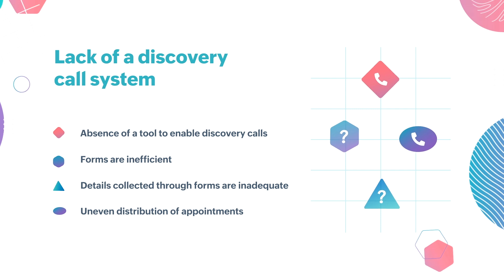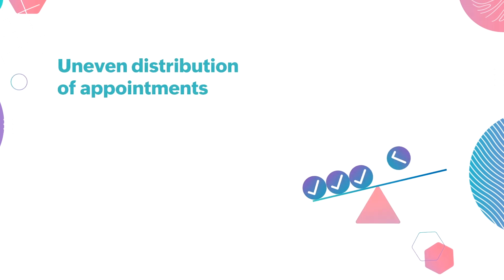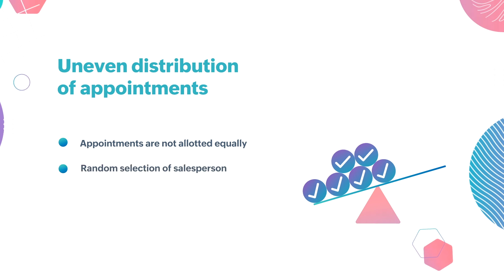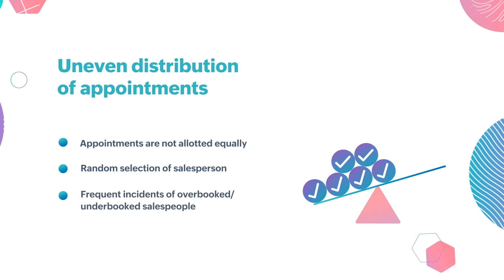Number 4, uneven distribution of appointments. Currently, for Roy, there is no system in place that allots agents equally and makes them available for bookings based on available slots. This leads to random selection of agents, which could mean some agents might get overbooked and some might not get booked at all.